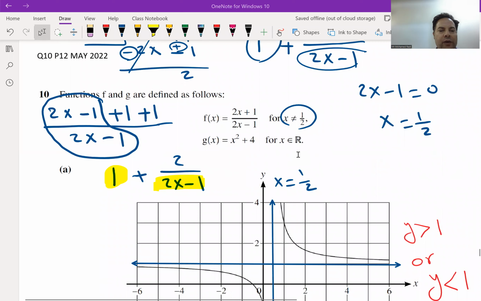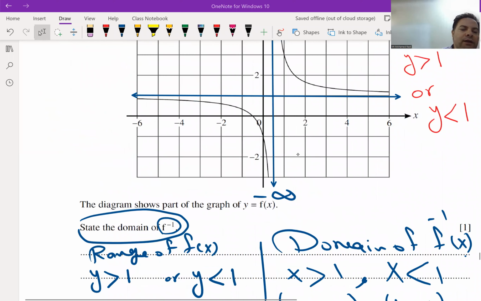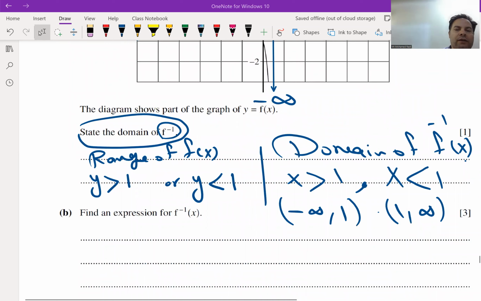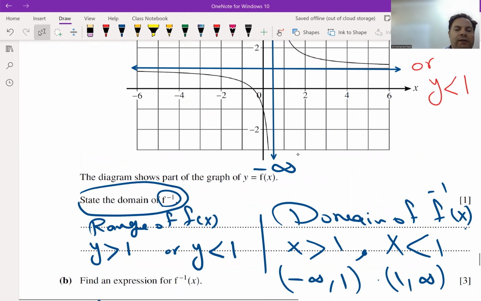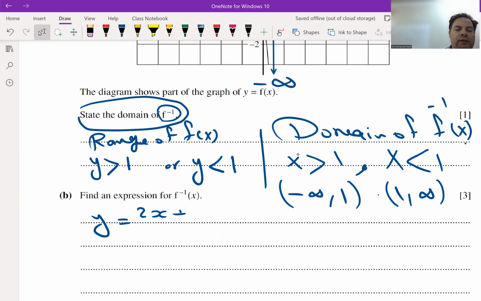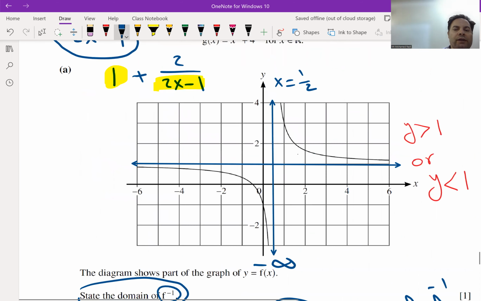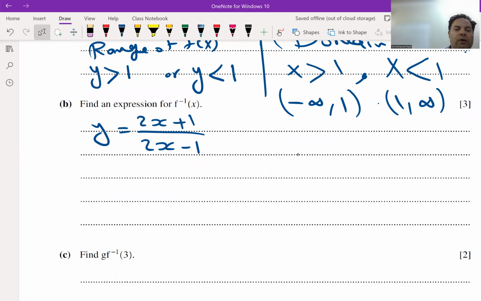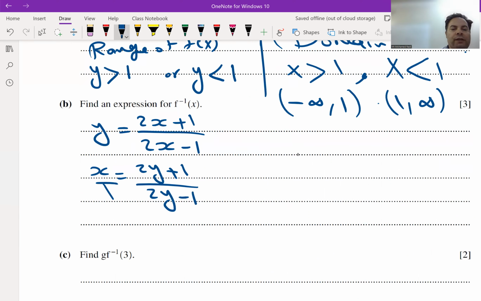Part 2, he asked to find the inverse of the function. Let's start with y given expression in terms of x, 2x plus 1 divided by 2x minus 1. First, switch between x and y. X equals 2y plus 1 over 2y minus 1. Cross multiplication. So x times 2y minus 1 is equal to 2y plus 1. We'll try now to get y as subject.